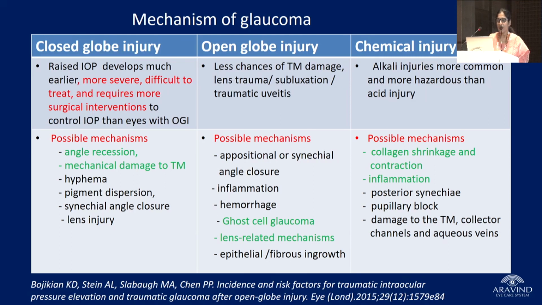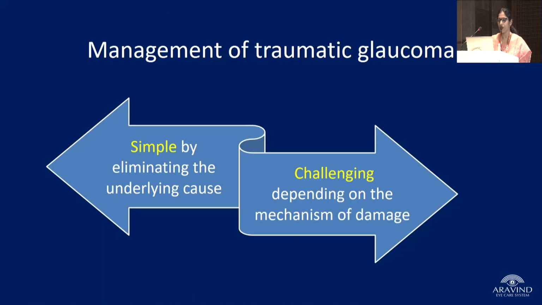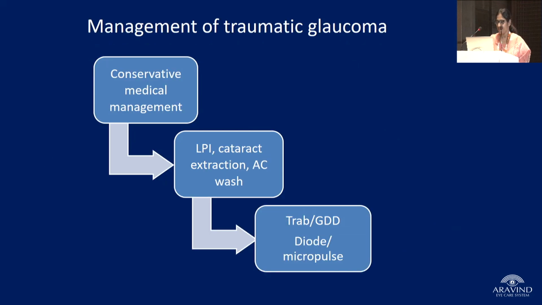And in chemical injury, the alkali burns are more severe than the acid burns. And how does this lead to glaucoma? It causes shrinkage of the collagen, causing obliteration of the trabecular spaces, and thereby increasing the resistance to aqueous outflow. Or it could be because of inflammation and synechia. So, whatever is the mechanism of glaucoma, your treatment could be either simple if you identify the underlying cause, or it could be really very challenging depending upon the mechanism of damage.